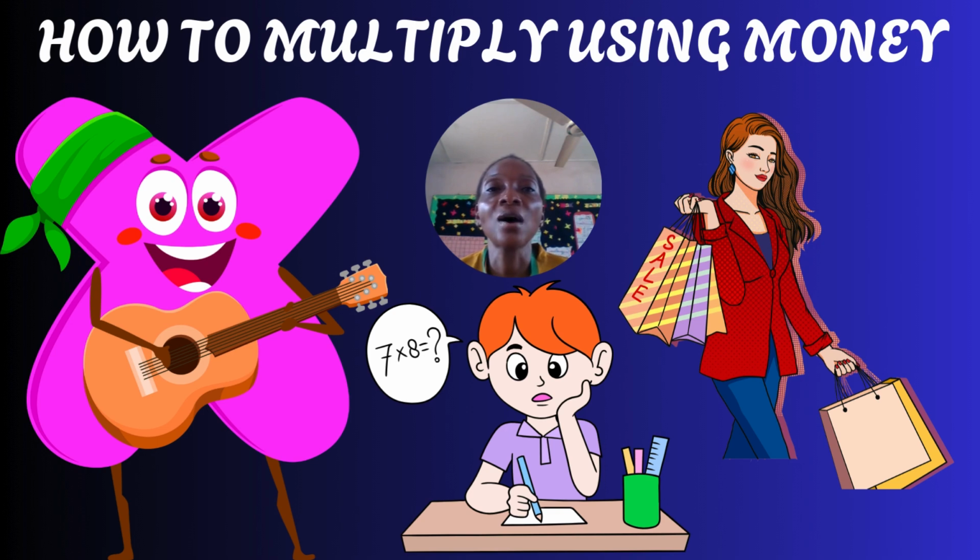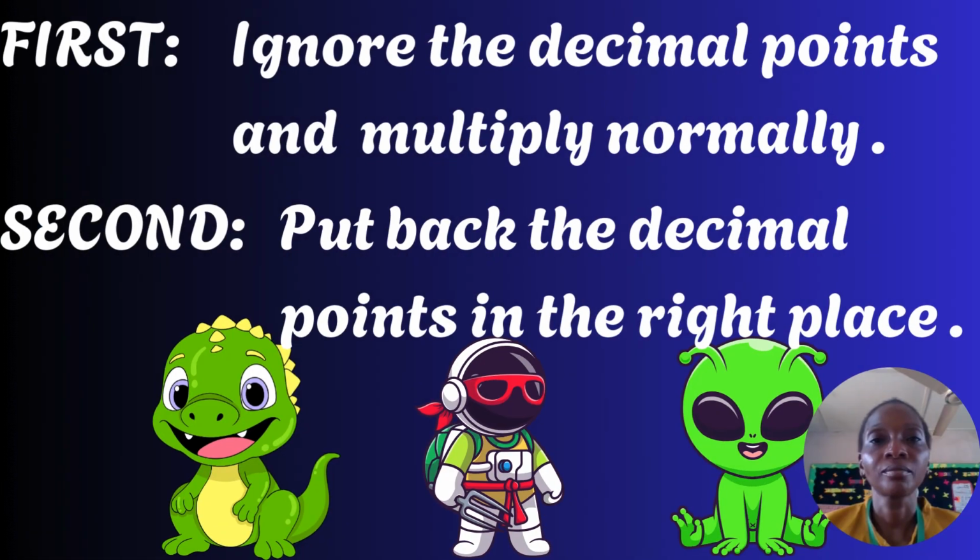Now let's talk about how to multiply using money. How do you multiply numbers that involve money? Now to multiply numbers that involve money, the first thing to do is you ignore the decimal points and you multiply the numbers normally the same way you do your multiplication. When you've gotten your answer, then you put back the decimal points at the proper points where they should be, and then you would have your final answer.